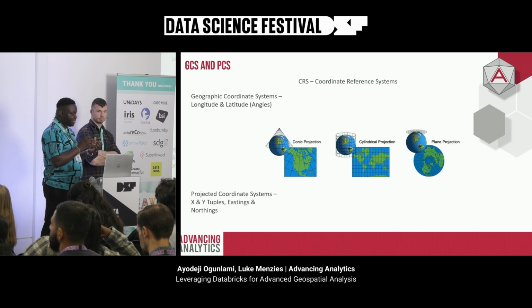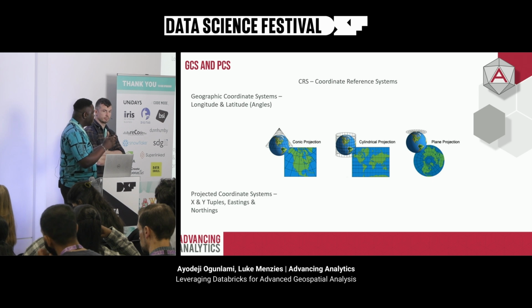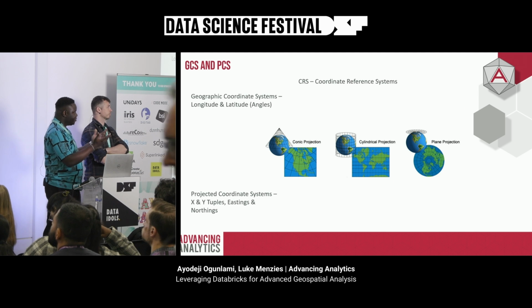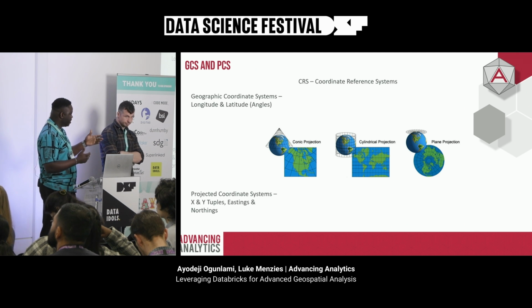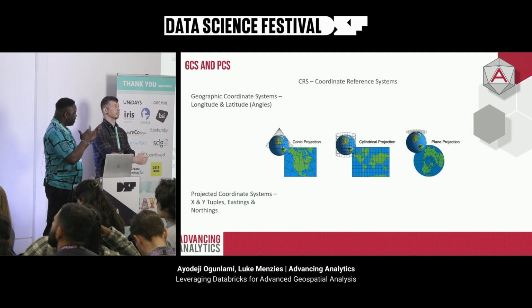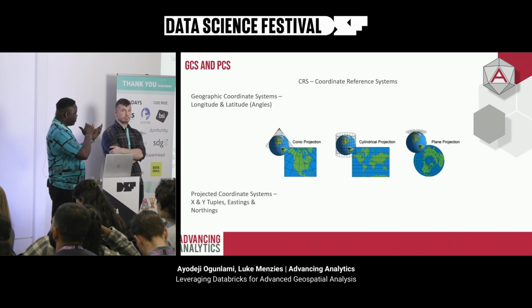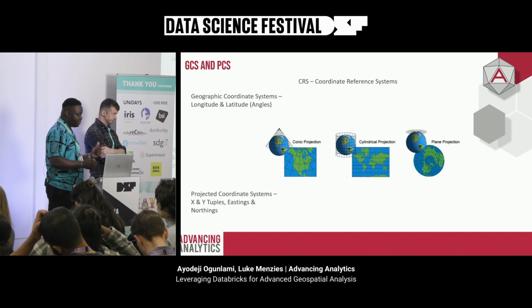But when the Earth gets projected, like we have the conic projection, cylindrical, and the plane, when the Earth gets projected into a two-dimensional map, we can no longer use angles anymore, and that brought about the projected coordinate system. The 2D map is formed into grids, which gives us the X and Y axis, and that's how we got the eastings and northings we use, basically.